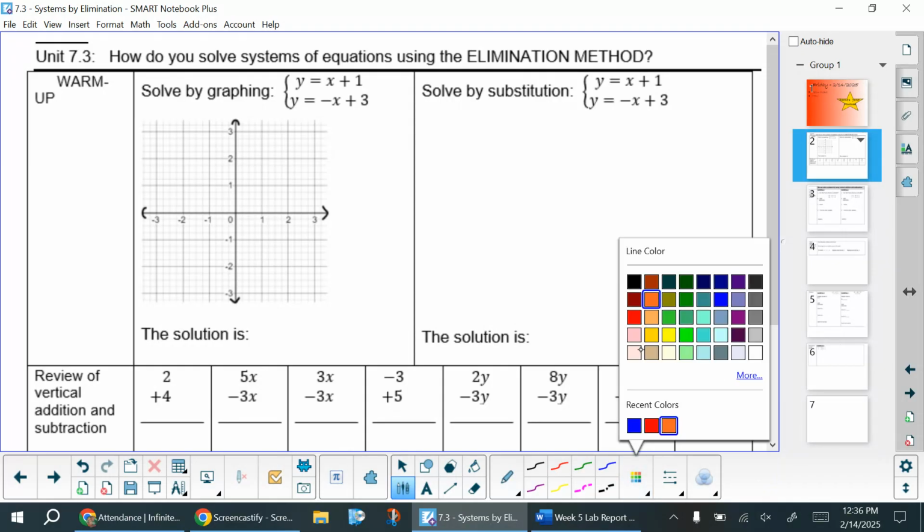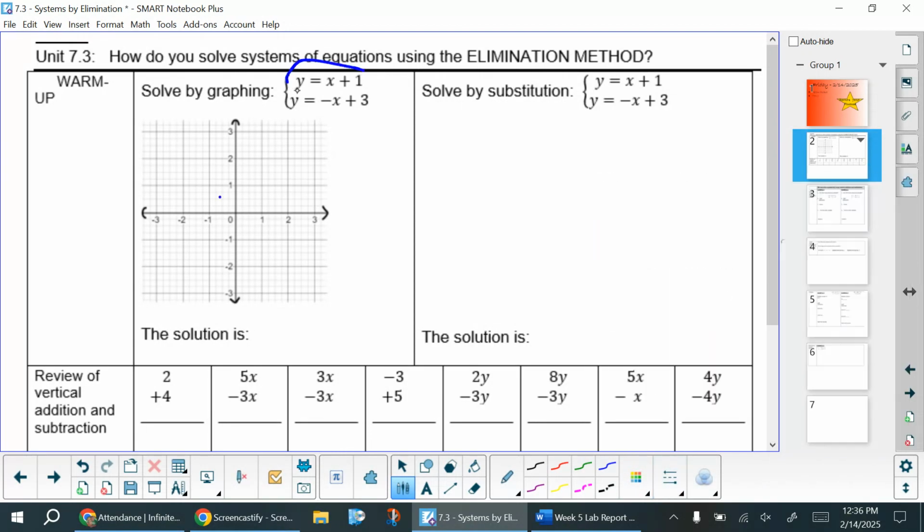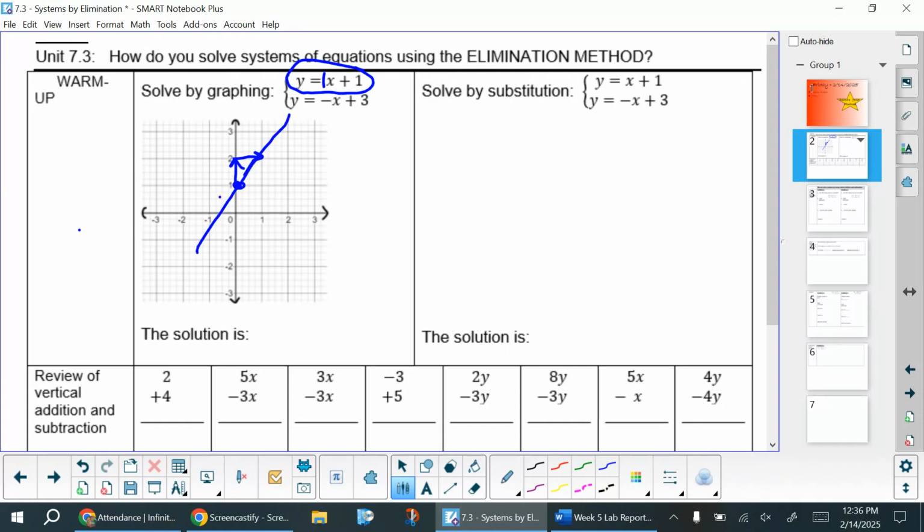So on this first one, we're going to graph both of these lines. I'm going to do a little color coding here. So this first equation, y equals x plus 1, we're going to graph that. Our y-intercept is 1, and then our slope is 1. So it's going to be a rise of 1 and a run of 1. And we will draw our line.